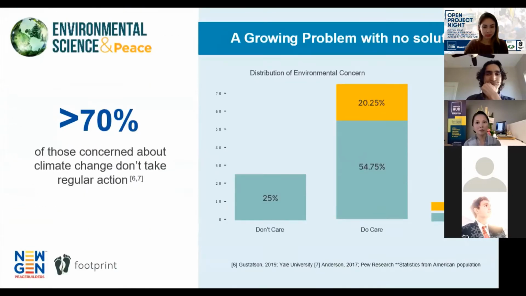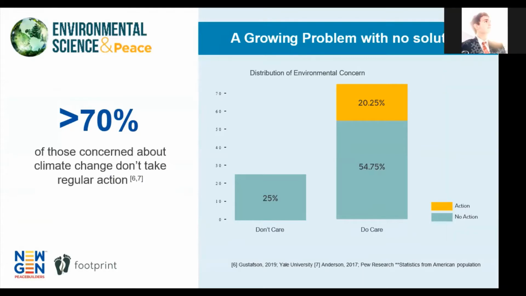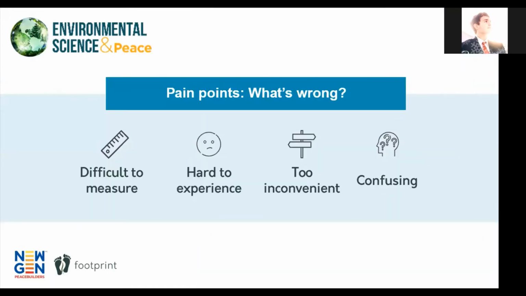And then what we see is that there's a disconnect between the people that care about climate change and those who do something about it. That's a really big concern that we see, and we try to figure out why. So we see there's pain points. It's difficult to measure. It's hard to experience. It's hard to see what a ton of CO2 looks like when it goes into the atmosphere. And then it's also kind of inconvenient and confusing, kind of like if you're on a diet, right?